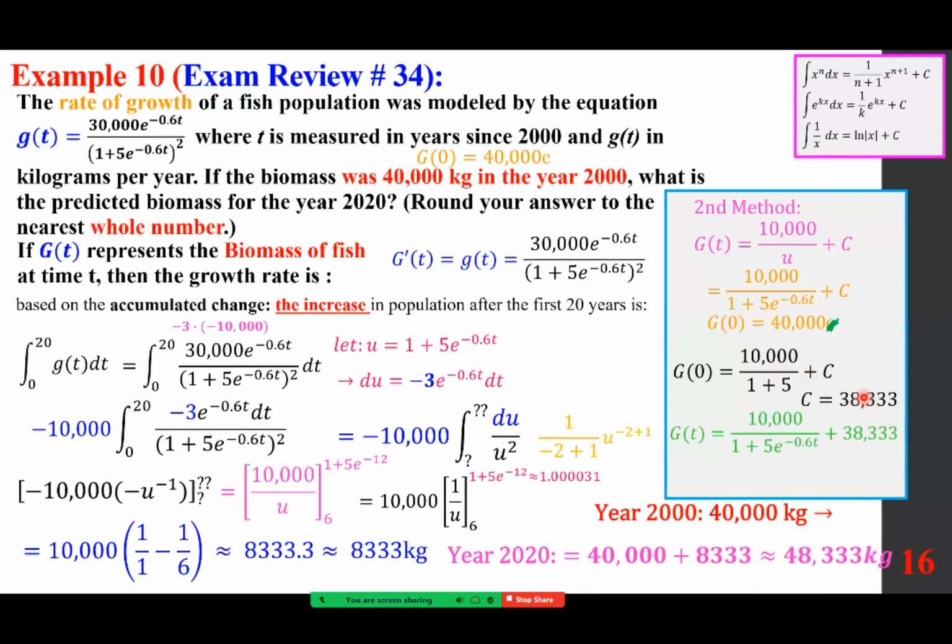Since we are interested in finding what happens in the year 2020, we're going to replace the t with 20, and that must give you the same answer. The advantage of this, if the question was, okay, predict the biomass for 2020, 2025, 2030, and so forth, all you have to do, go into this formula and replace the t with 20, 25, 30, you name it. That's the advantage of that.